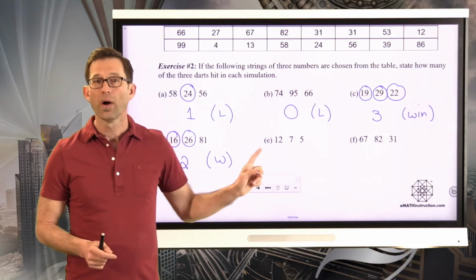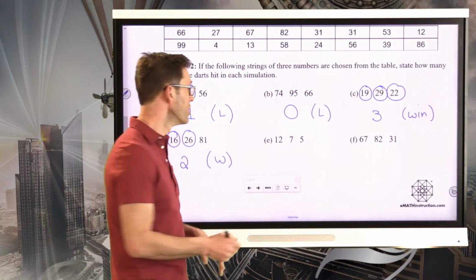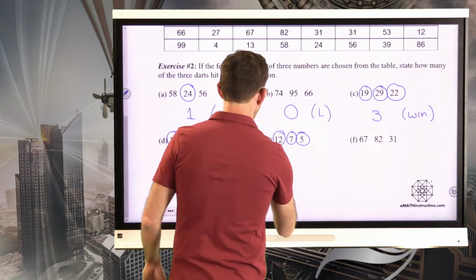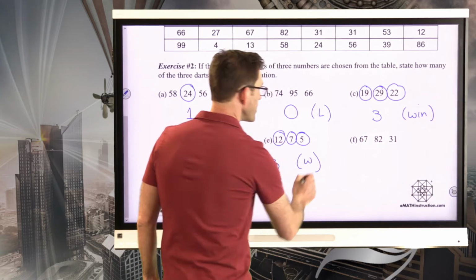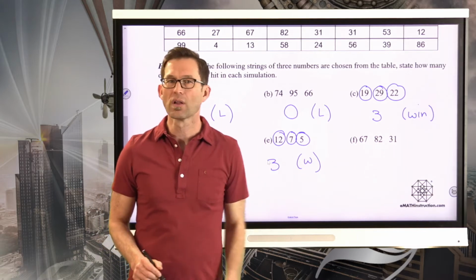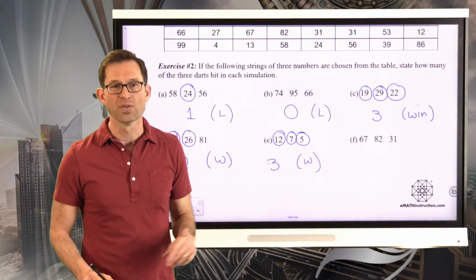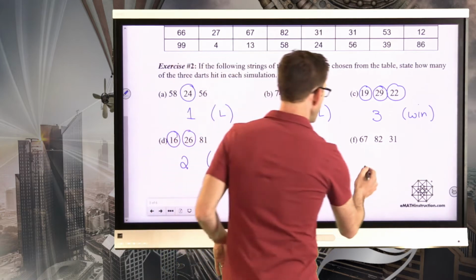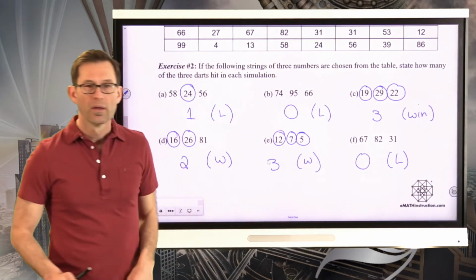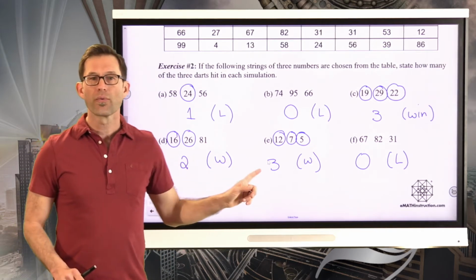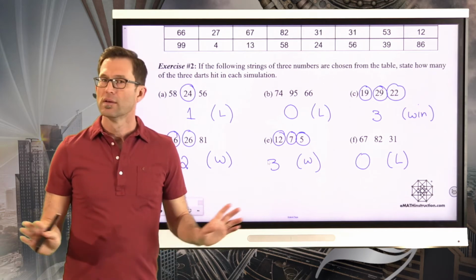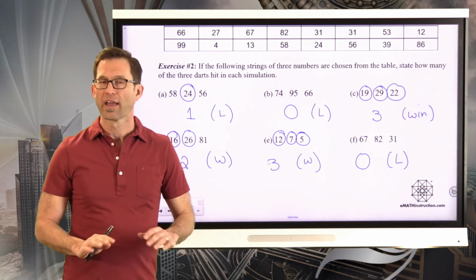All right, well, 12, 7, 5, those are all good, right? They're all between 1 and 30, so that would be 3 darts in, that would be a win, all right? 67, 82, and 31. 31's close, but close doesn't count in this case. You've got to be 1 to 30, so none of these would be in, and that would be a loss, right? So if I get 2 in or 3 in, the dart's in, I get a win. 0, 1, I get a loss.